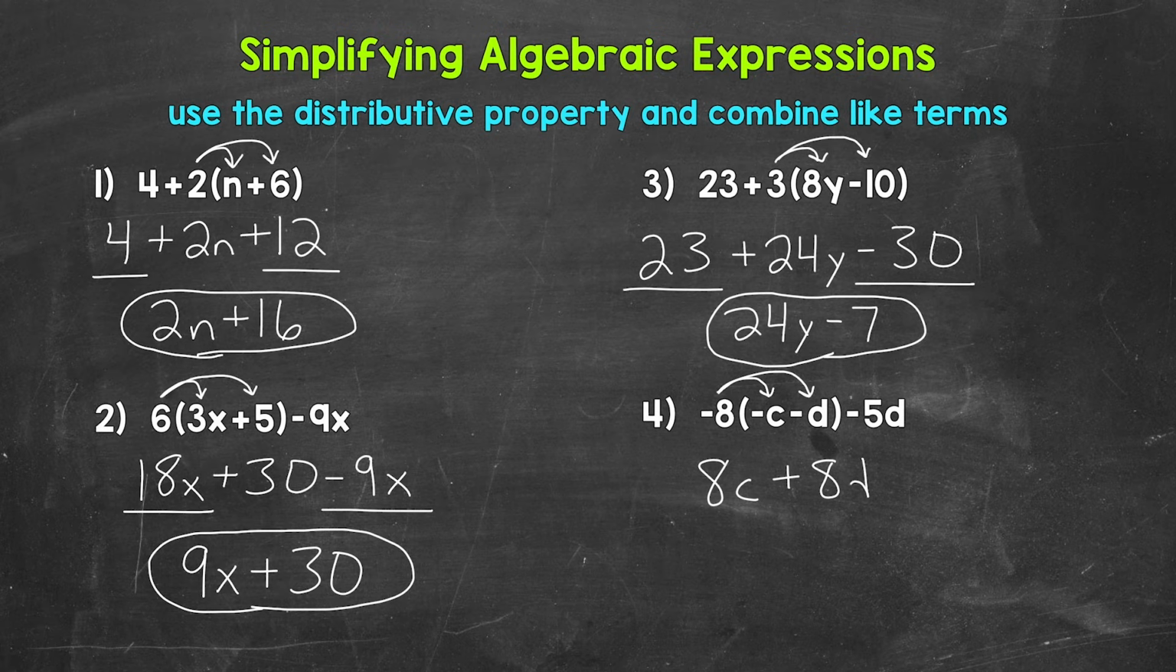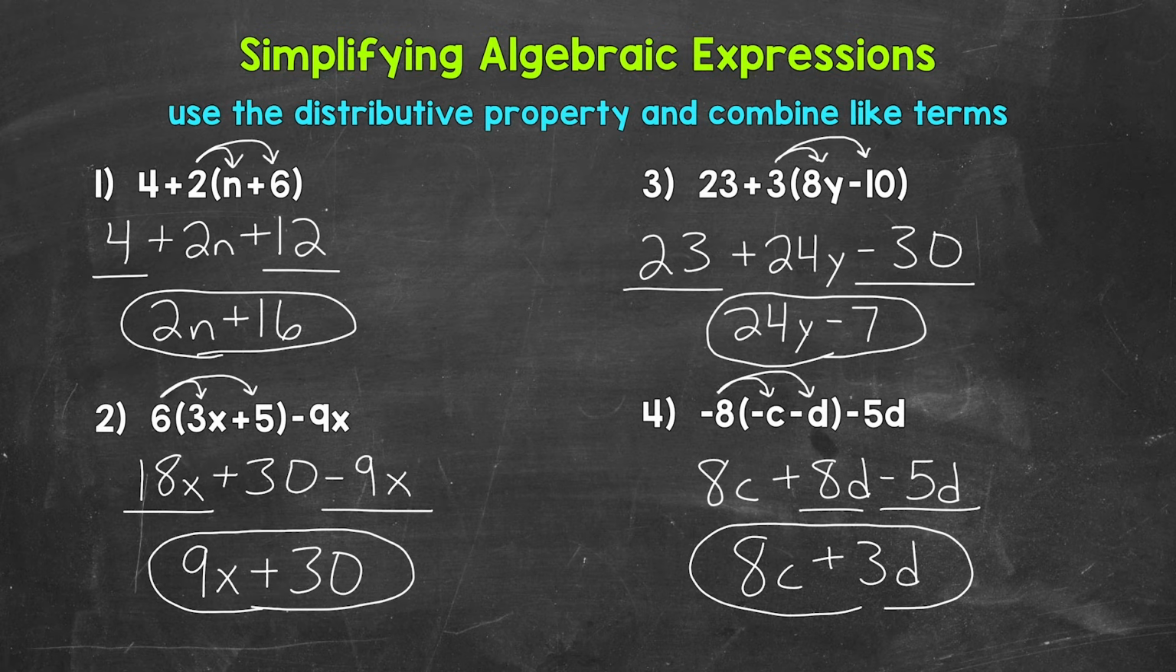And then we have minus 5d, so a negative 5d. Now that we removed the parentheses, we can look to combine like terms. 8d and negative 5d are like terms, so let's combine those like terms. We end up with 8c, and then 8d minus 5d, or 8d combined with negative 5d, gives us a positive 3d, so plus 3d. Our final simplified expression: 8c plus 3d.